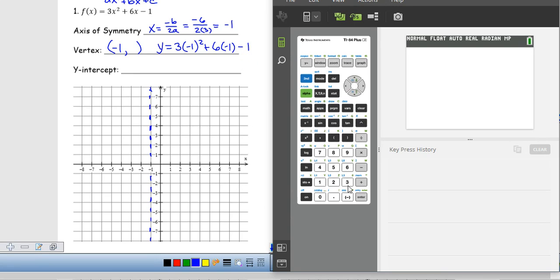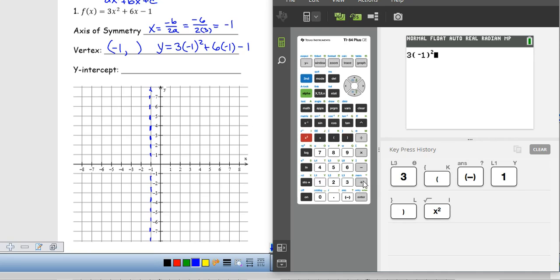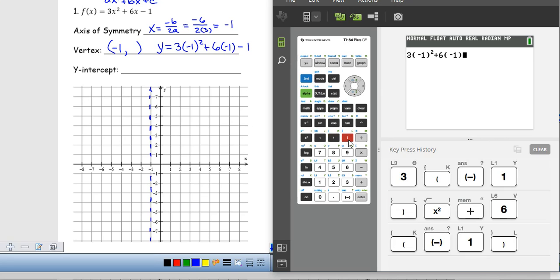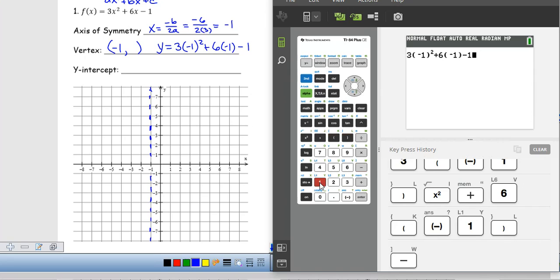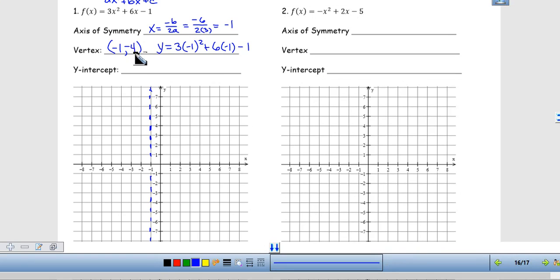So as I put this in my calculator, I have 3 parentheses, negative 1 squared plus 6 times negative 1 minus 1. So that tells me that the value of y is negative 4. Now I have my vertex, and I can put that on the graph also. Negative 1, negative 4.